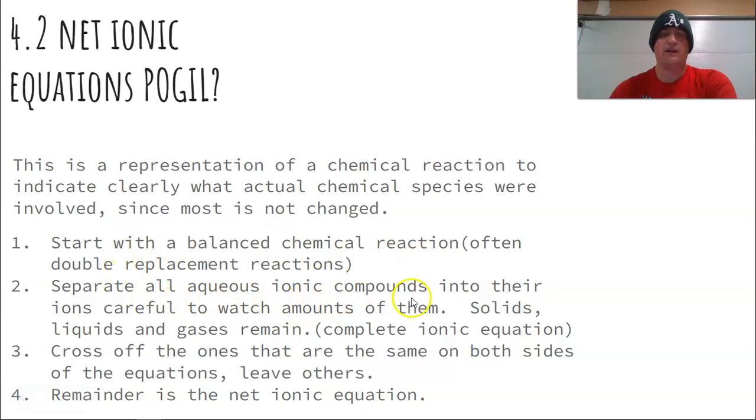Break all aqueous ionic compounds into their ions, careful to watch the amounts. So if you have something like BaCl2, you get 2 chlorides from that. Solids, liquids, and gases remain. Those will just stay as they are. One of the things that comes up is solubility and precipitates, but I've got a clue for that comes directly from AP itself. You're going to cross off the ones that are the same on both sides of the equation, leaving the others. The remainder is the net ionic equation.